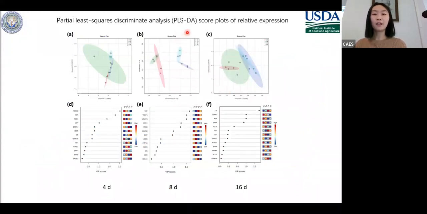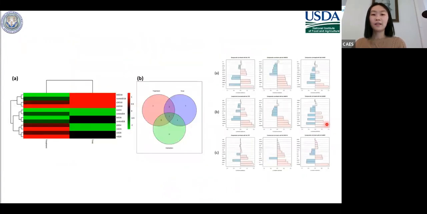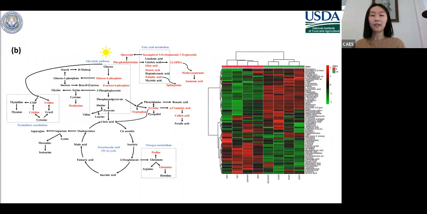This PCA score plot shows that at 8 days, the nanosulfur and coated nanosulfur are more separated from the control group, which means time is a very important factor within this process. Here is more summary of how to understand this data, but because of the time I will skip it for now. I would like to further describe the results of our metabolomic studies.